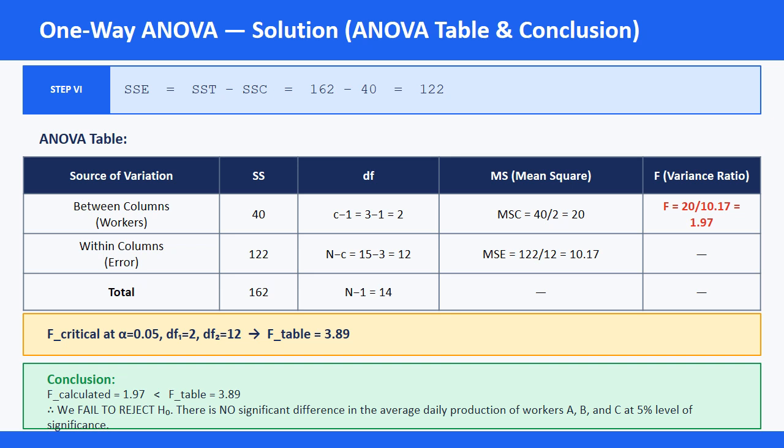Now SSE is equal to SST minus SSC, which is nothing but 122. So next we are going to compute the F value. From the formula, the F calculated value is going to be 1.97, and by seeing the table, the F table value is going to be 3.89. Now by comparing the F calculated and F table values, we can observe that 1.97 is less than 3.89. So we fail to reject the null hypothesis. So the conclusion for this given problem is that there is no significant difference between the production levels of workers A, B and C.